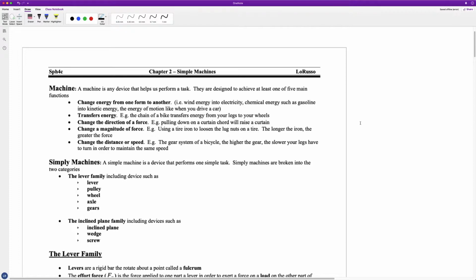And then you have something called the inclined plane family. An inclined plane is just another word for a ramp. So a ramp is an example, a wedge, a screw, stairs. These are all examples of inclined planes.